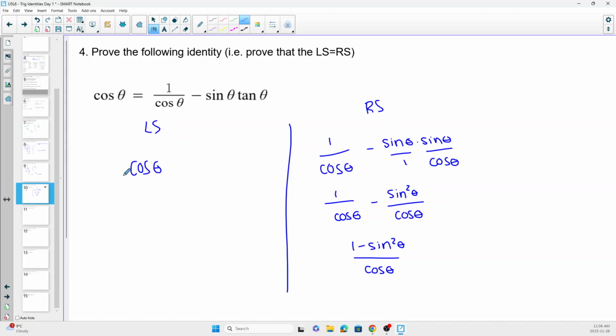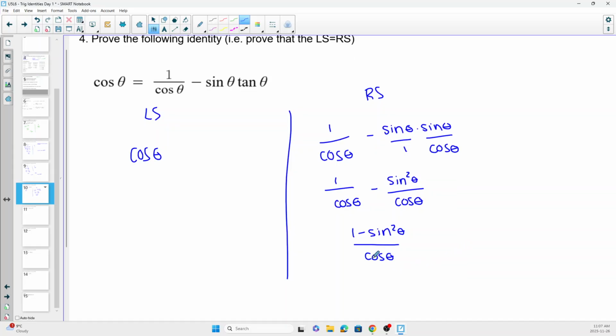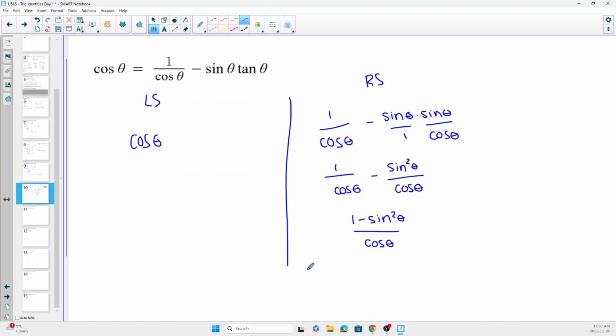And we are trying to make this look like cos theta all by itself in the numerator. There is no denominator over here. So we know we need to get rid of this cos theta in the denominator. Likely how we're going to have that happen is by canceling it out with the cos theta in the numerator. So we're looking at this numerator and thinking, how could we rewrite 1 minus sine squared theta using cos? And that is our Pythagorean identity. And so cos squared theta is equivalent to 1 minus sine squared theta, over cos theta.